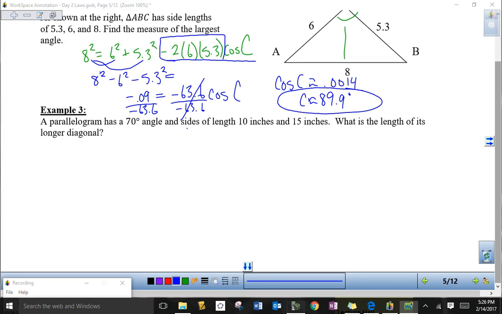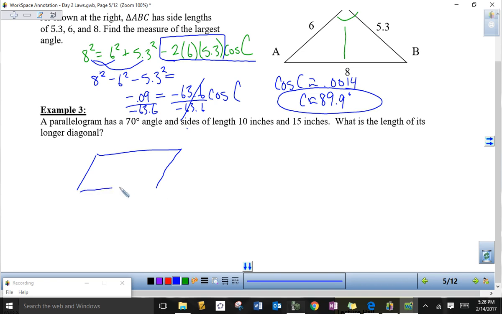Alright, our next problem, we've got a parallelogram, has a 70-degree angle, and side lengths of 10 inches and 15 inches. We want to know what the length of its longer diagonal is. Okay? We struggle the most sometimes with drawing pictures, so what I'd like you to do is pause the video and see if you can set up this problem. Just draw me a picture.